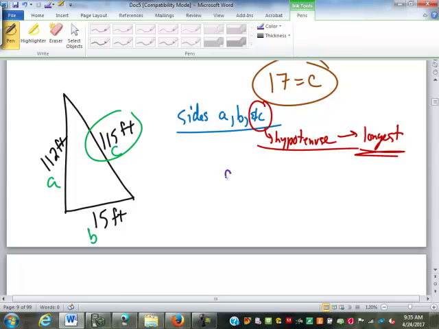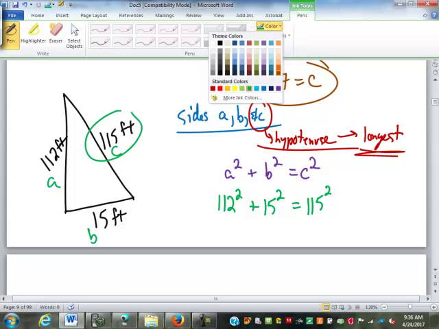So my formula, A squared plus B squared equals C squared. And let's fill in my numbers. What goes in for A? 112, so 112 squared. What goes in for B? 15, so that's 15 squared. For C, 115, so that's 115 squared.